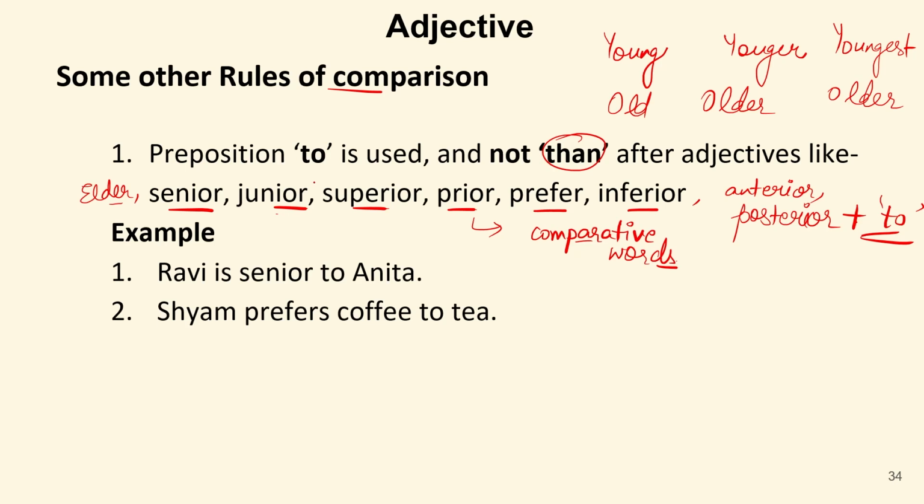For example, Ravi is senior to Anita. Senior is itself a comparative word, so here I have used the word to. Sham prefers coffee to tea. He prefers coffee. He liked tea. He liked coffee more than tea. So he prefers coffee to tea. So it is to, not than. So this is a very important part, and many a time errors come from this part.